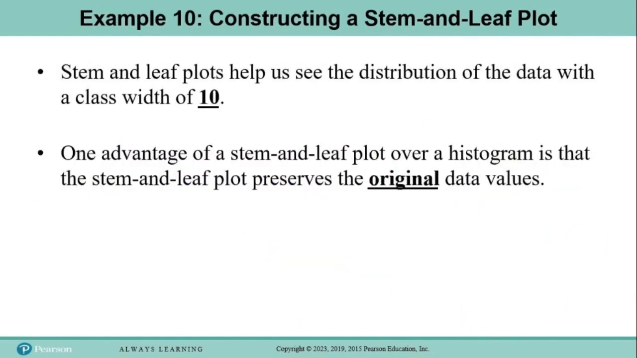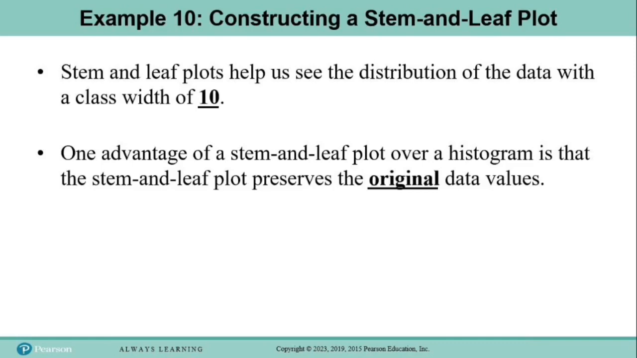Now, just a couple more things to keep in mind about stem and leaf plots. A stem and leaf plot can help us see the distribution of the data with a class width of 10. So, we don't always want to take the time to draw a real histogram, but if you just put the numbers in a stem and leaf plot, that's sort of a histogram with a built-in class width of 10. So that's kind of neat. And then one advantage of a stem and leaf plot over a histogram is that the stem and leaf plot preserves the original data values where the histogram does not.